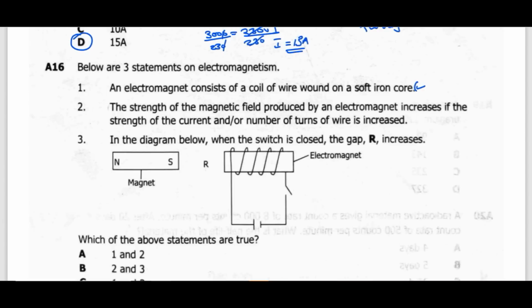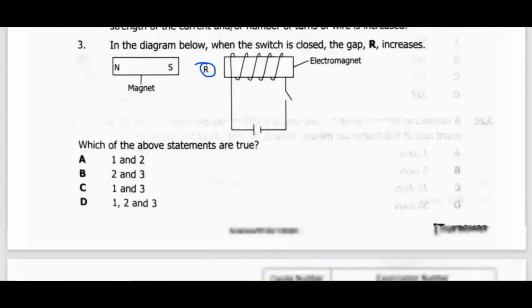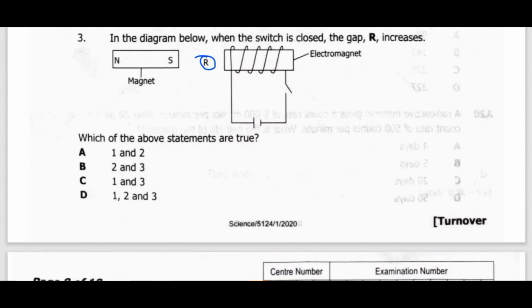And then the diagram below, which is showing when the switch is closed, the gap R increases. So R increases. So this R will do what? It will increase. So this is not correct. So let us move to the answers. So which of the above statements are true? So the answer here is A, 1 and 2 are the statements which are correct.